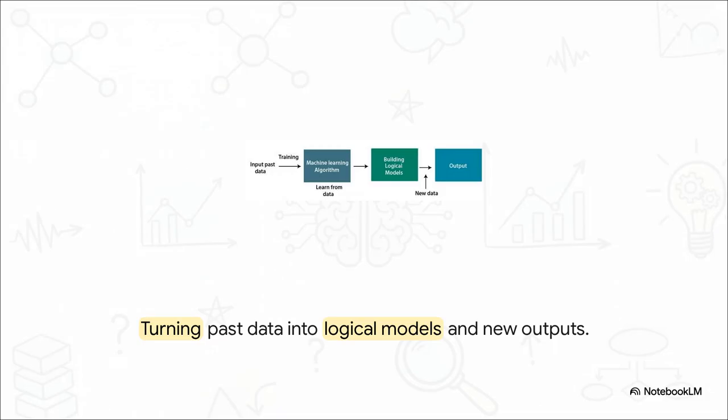Now, traditionally, if you wanted a computer to do something, a human programmer had to explicitly write the code to tell it exactly what to do, step by step. But with machine learning, we completely flip the script. The algorithm just ingests a massive amount of historical past data. And from that data, the machine actually builds its own logical model. It detects all these underlying patterns that are completely invisible to the human eye. So when you eventually feed it brand new data, it can accurately predict the output all on its own. It's a real game changer.